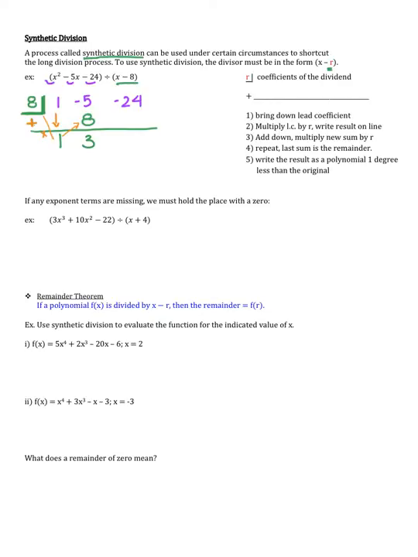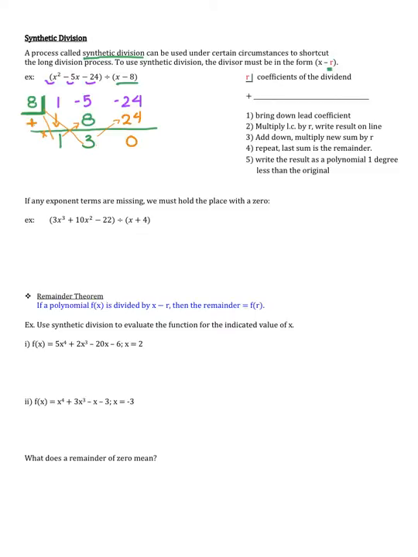And now we repeat the process. 8 times 3 is 24. So we multiply it always against the box. 8 times 3 was 24. Answer goes over here. We add, and we got a 0. That means we have no remainder.